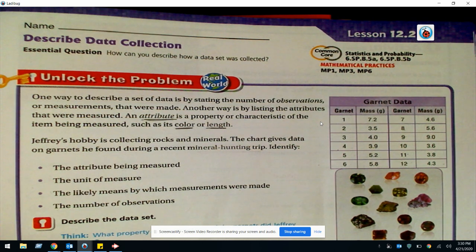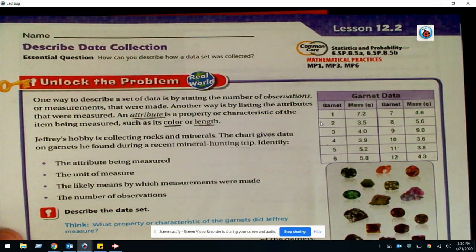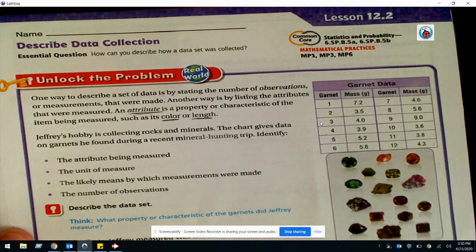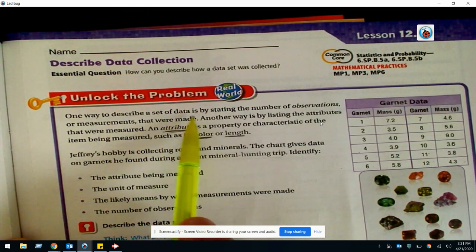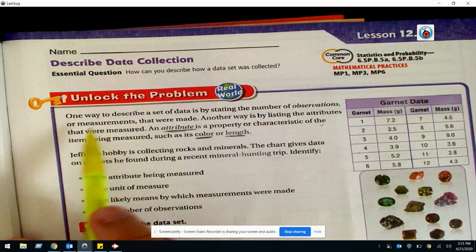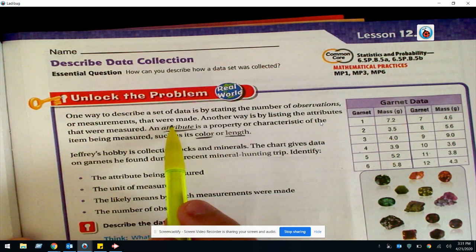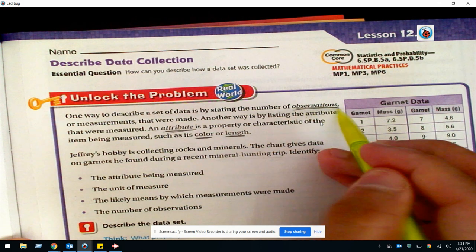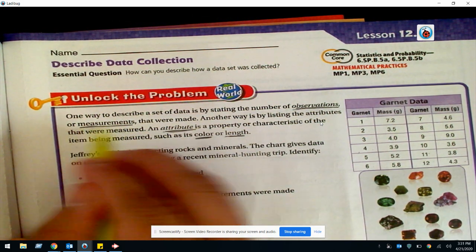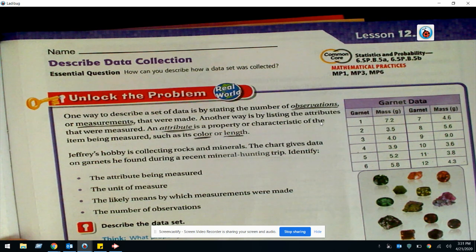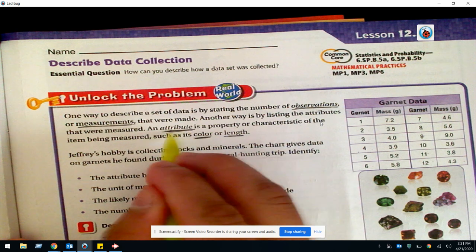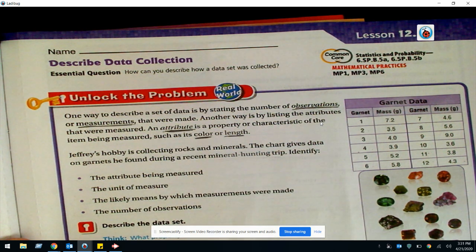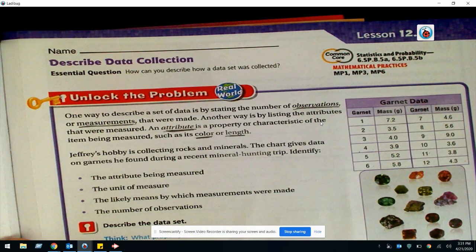So, we're going to take a look at what an example could look like and what you would have to fill in throughout your own practice. So, if you can follow along, the top. One way to describe a set of data is by stating the number of observations or measurements that were made. So, whatever that you're looking at in terms of data. Another way is by listing the attributes that were measured. An attribute that I already underlined here is a property or characteristic of the item being measured. So, for example, it can be something like its color or its length.